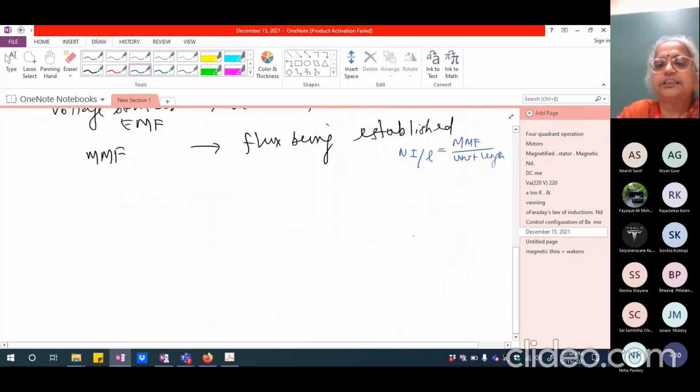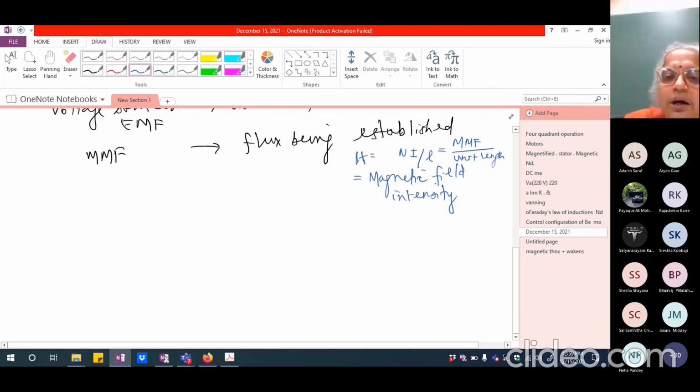This is generally known as H, which is called magnetic field intensity. We generally treat this as the cause for the magnetism being established in any kind of material. When a current flows in so many number of turns, it is going to establish a magnetic field, and magnetic field intensity is defined as the root cause, which is MMF per unit length of the magnetic circuit.